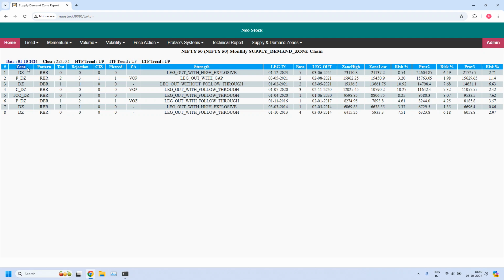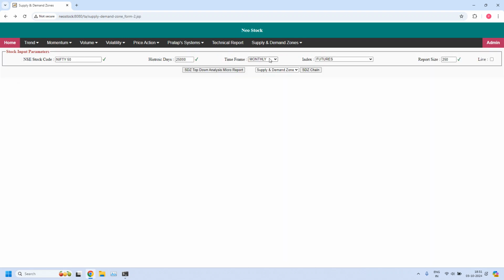Always look into the zone column to find the high liquidity zones, the pierced column to find any zones that are pierced, and always look into the LTF trend to find the trend of the time frame you have selected. This is the way you should understand the reports, and the remaining columns you can easily understand. I am giving you only a few seconds, so you need to pause the video and refer to all these reports. Okay, next time frame is weekly, generating the weekly supply demand zone chain for NIFTY.